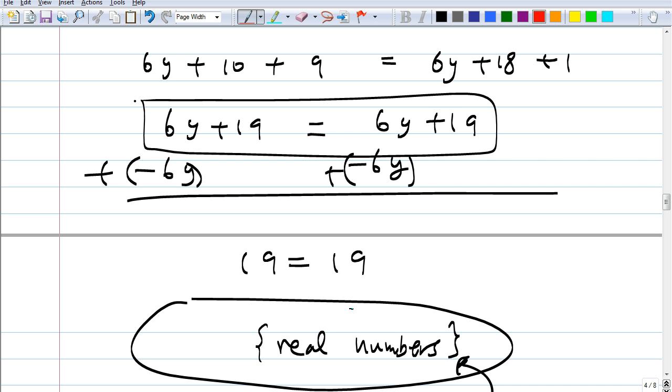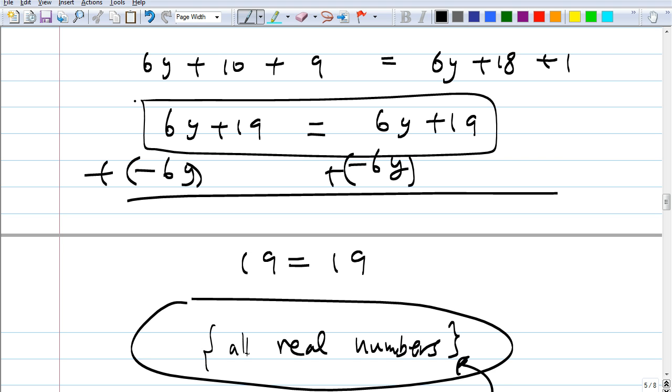So the answer is real numbers. You could say all real numbers too if you like. It's up to you. I think it's the same. Any question? Are we good? So sometimes you could write all real numbers or real numbers. Okay, does that make sense?